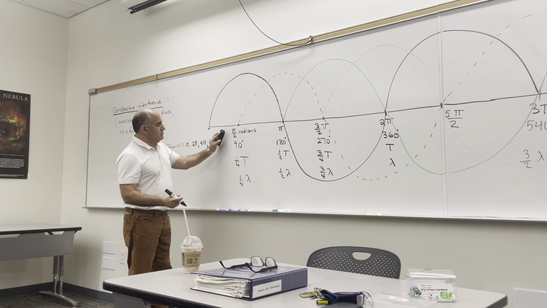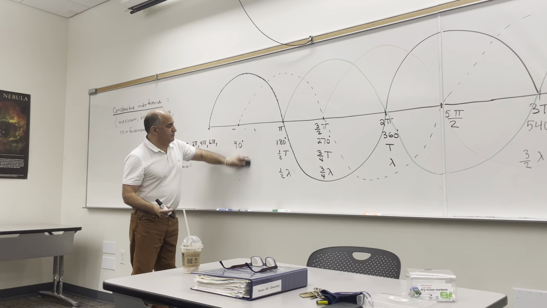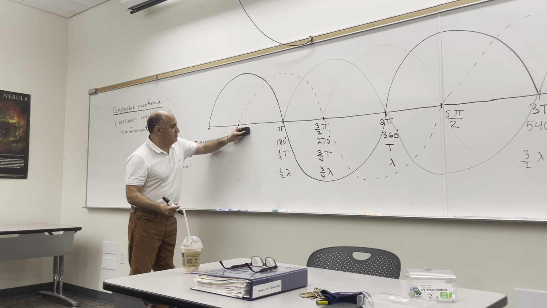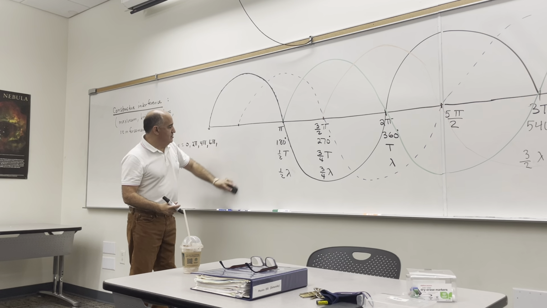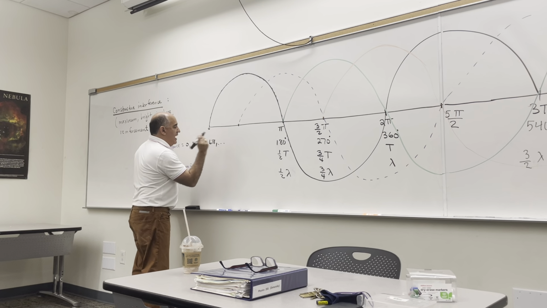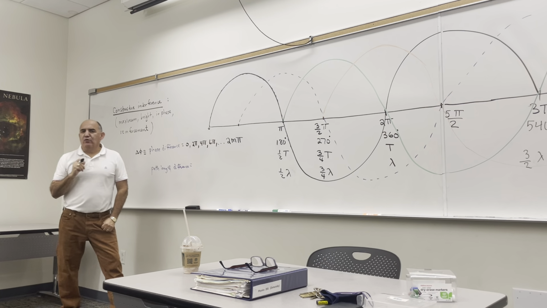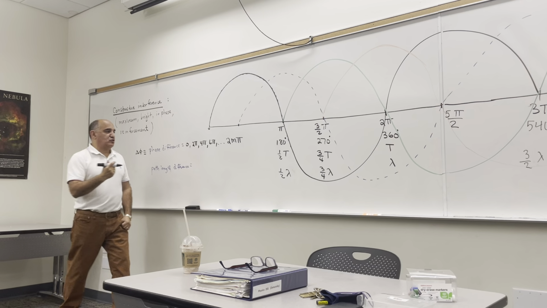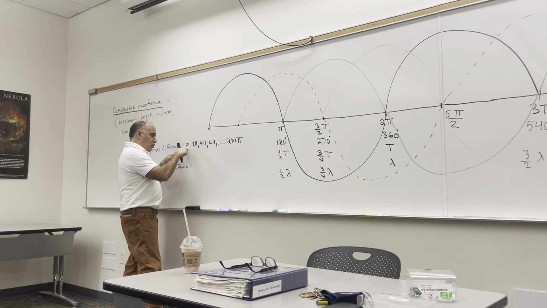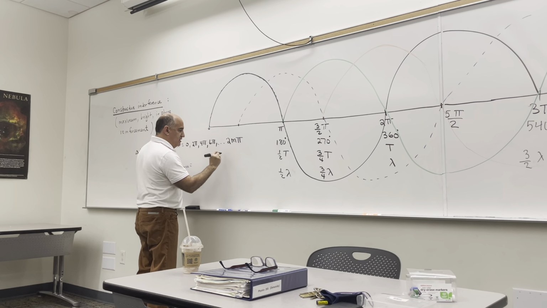So, can I erase this now? I need some room over here. So in general, I can write this as 2m pi, where m would have to take on which values so that I get all of these possibilities over here.